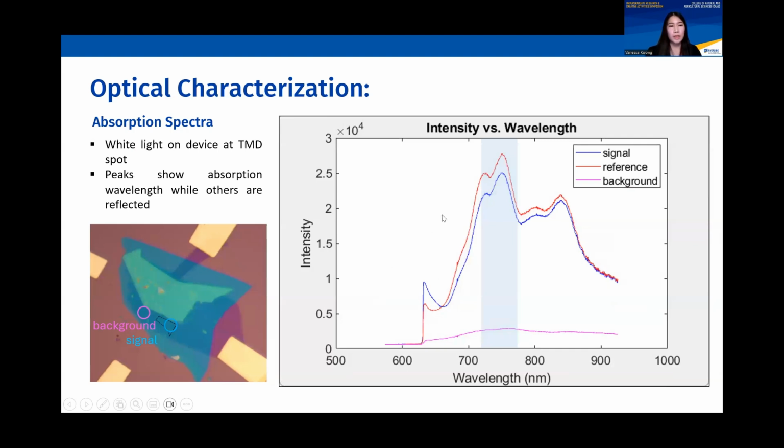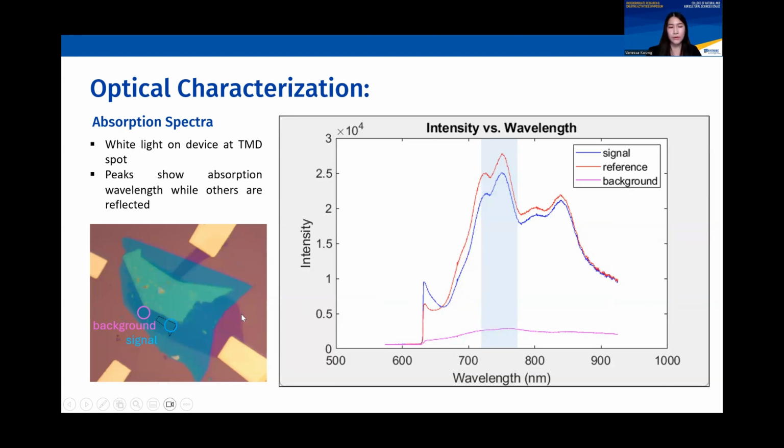We could also do an absorption spectra where the peaks could tell us what wavelength of light is absorbed while the others are mostly reflected. So to do this, we shine white light onto the same exact TMD spot where we have the signal as shown in the blue curve.